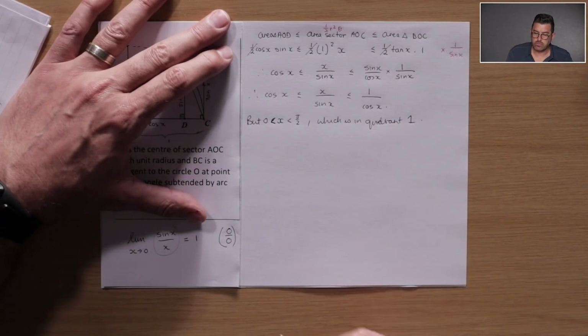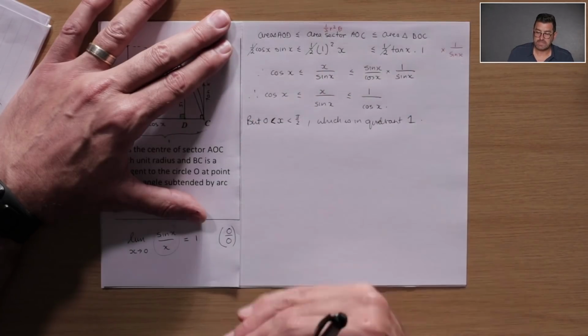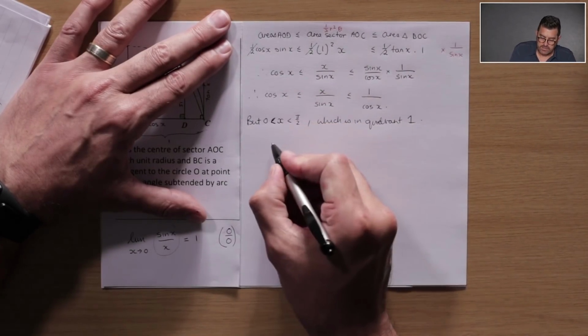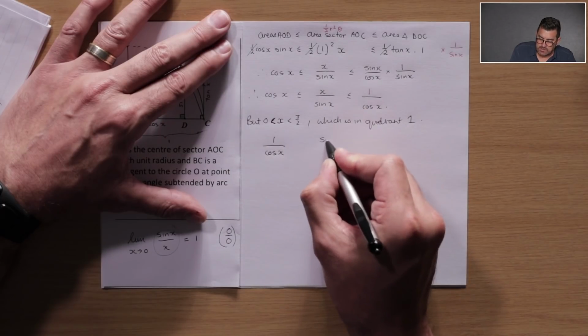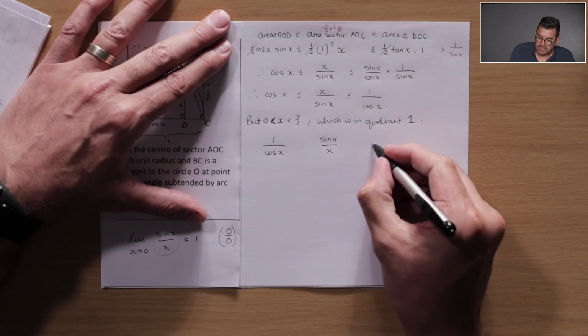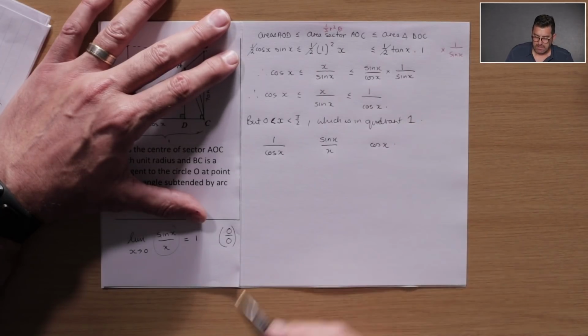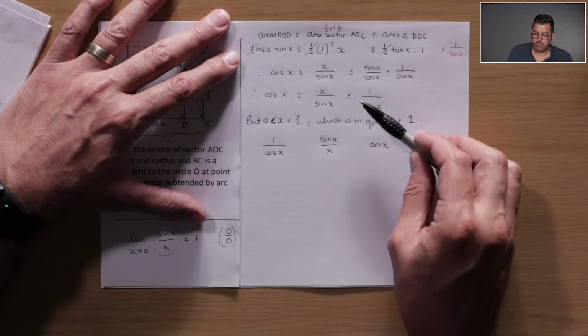Okay, and in quadrant 1 we know everything is positive. So it's very, very safe for us to turn these things around. But now I'm going to turn them around, and then we're going to discuss what's going to happen next. So that becomes sine x over x, and this becomes cos x. The moment you reciprocate these two, remember they're positive.